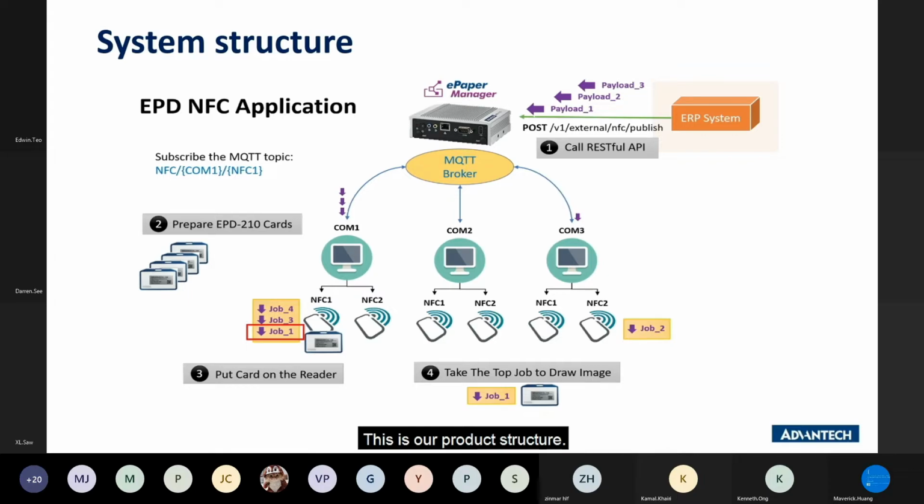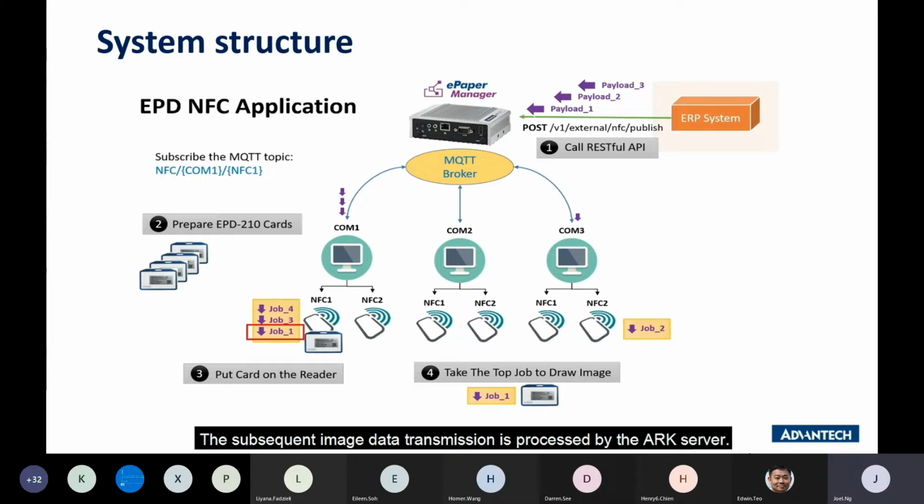This is our product structure. As you can see, the ARC server is the core of the EPD system. If another system needs to flash an image request, it can transmit a RESTful API to the ARC server. The subsequent image data transmission is processed by the ARC server. Next, the ARC server will transmit data to the device component via the MQTT broker and flash the image on the EPD-210.